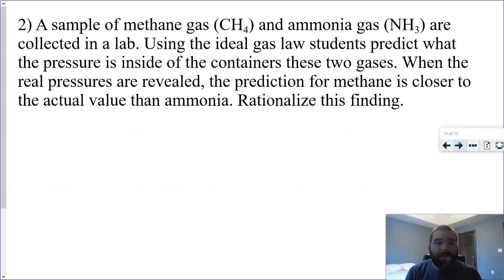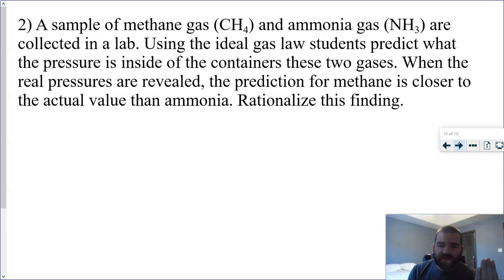Number 2. A sample of methane and ammonia are collected in a lab. Using the ideal gas law, students predict what the pressure is inside of the containers for these two gases. When the real pressures are revealed, the prediction for methane is closer to the actual value than the prediction for ammonia. Why? This one's much more complicated, much more tricky. You've got something to think about here.